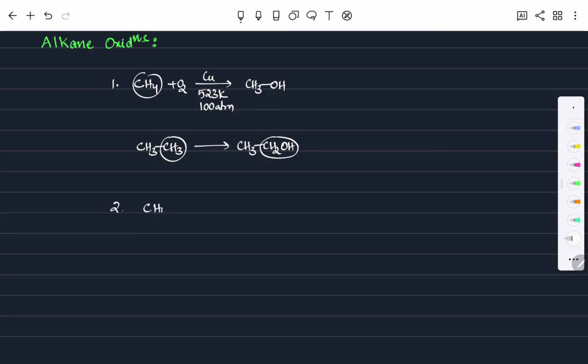Second reaction, methane when treated with O2 in the presence of molybdenum oxide, the methane carbon will be converted to aldehyde. Suppose if we take ethane treated with O2 in the presence of molybdenum oxide, the methyl group will be converted to CHO. It is acetaldehyde.